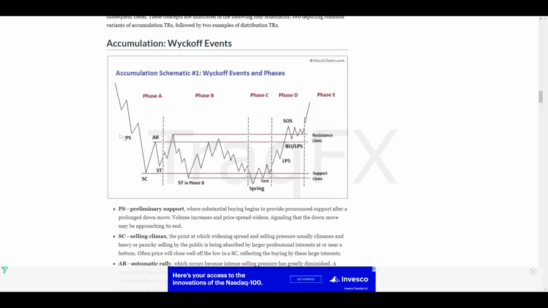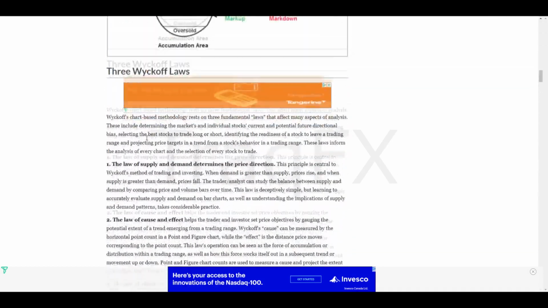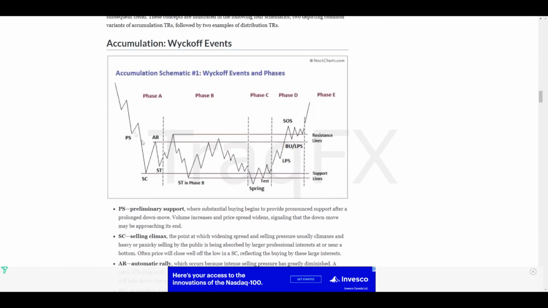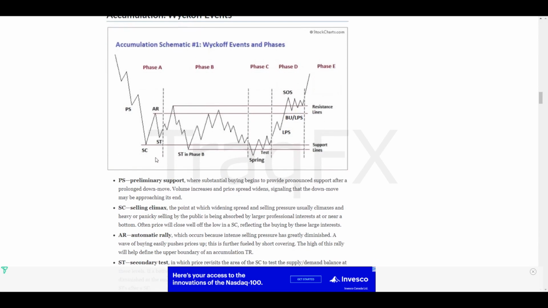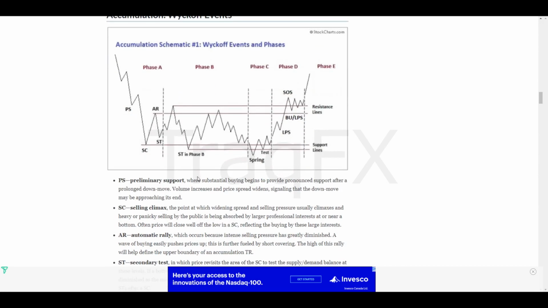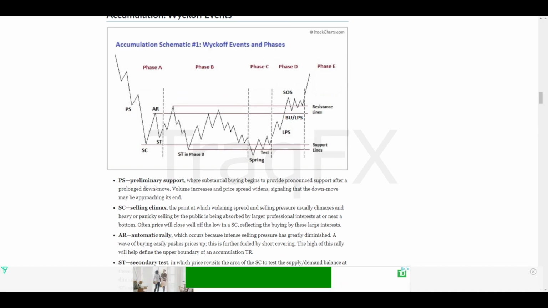So first off, let's actually read all this information over here, because most people are not reading this. You're not reading what the PS means, what the selling climax is, what the automatic rally is, because that's how we all learn, off of reading. So the preliminary support, in this case in the accumulation schematic, is where substantial buying begins to provide pronounced support after a prolonged down move. Volume increases and price spread widens, signifying that the down move may be approaching its end.